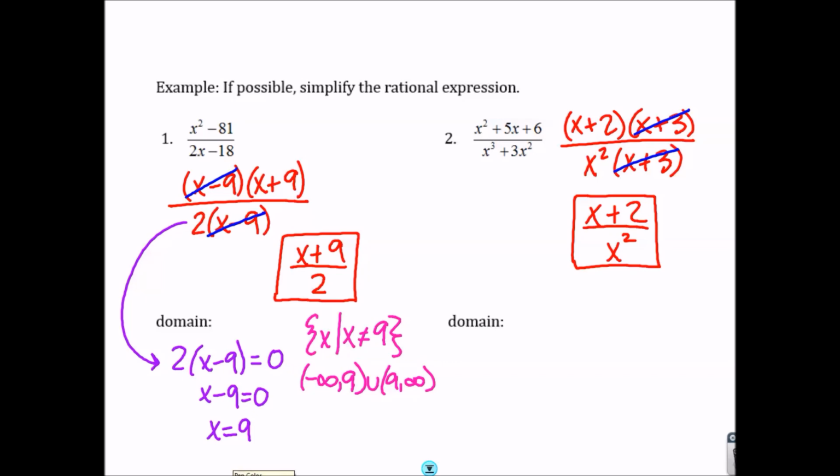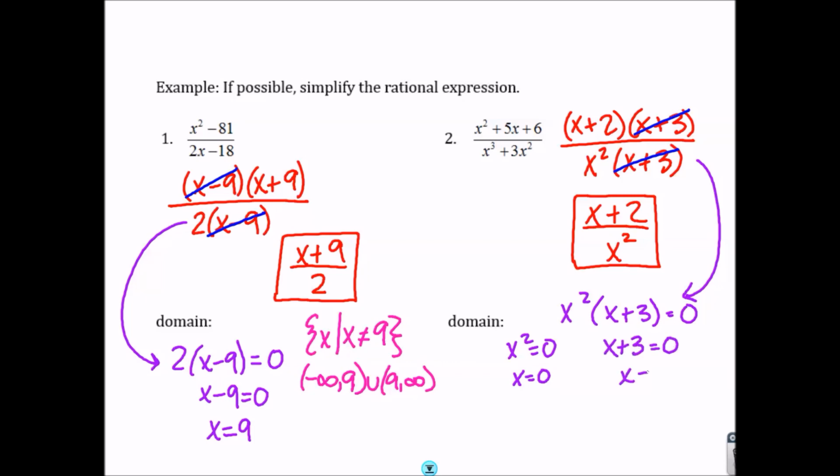Again, to state the domain, you want to use the denominator from before you canceled. So I'm going to use x squared times x plus 3, and I'm going to set that equal to 0. So if I say x squared equals 0 and I solve, I end up with x equals 0. x plus 3 equals 0, and solve, you end up with x equals negative 3. So when we write out our domain, x cannot be 0 or negative 3. Both of those would make us divide by 0, which we are not allowed to do.